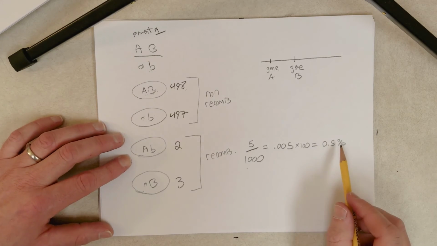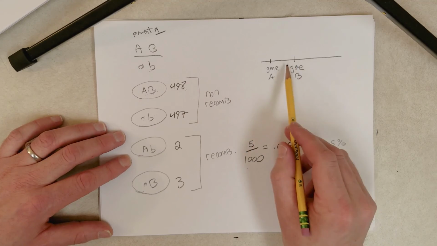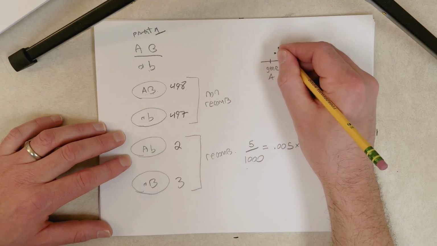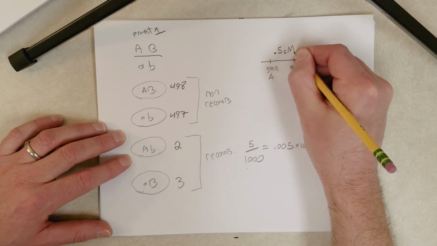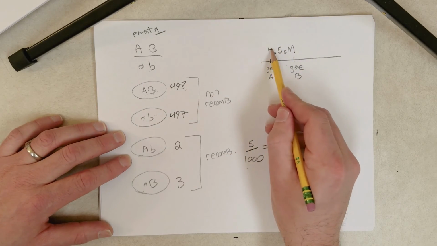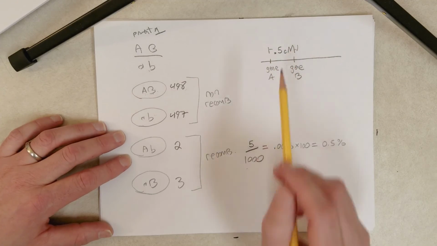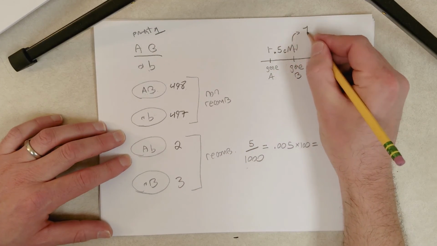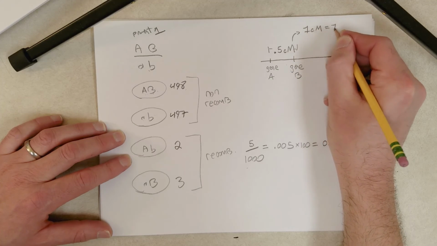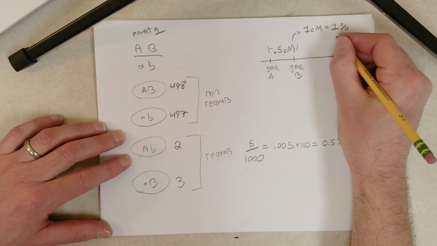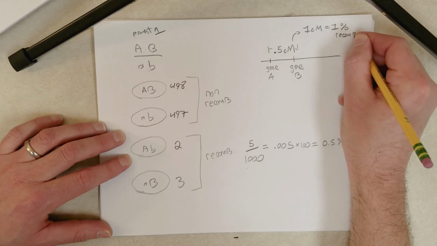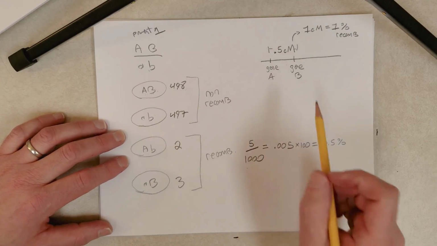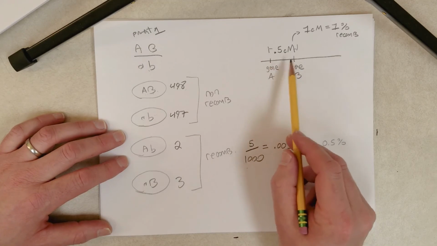So for this little genetic map, we're going to say these are 0.5 centimorgans apart. And this is a genetic distance. And what is a centimorgan? A centimorgan, essentially, 1 centimorgan equals 1% recombination, or 1% recombinant gametes. So that's how you determine genetic distance between two genes.